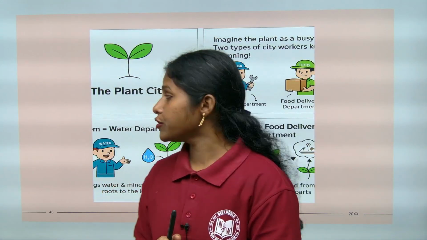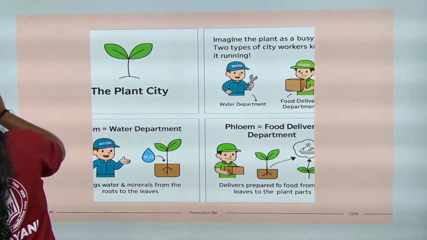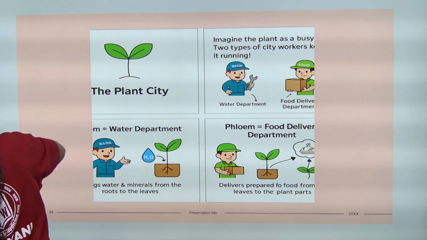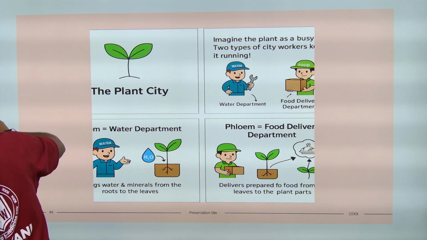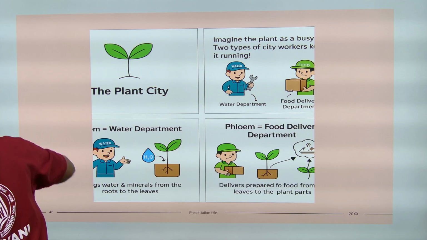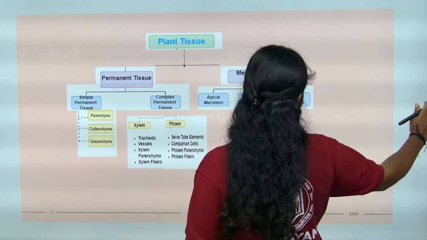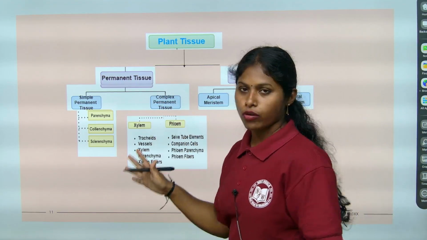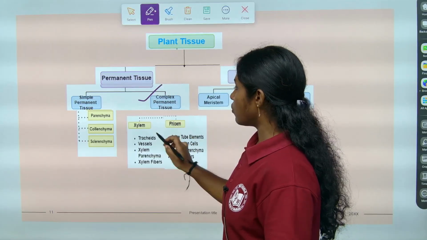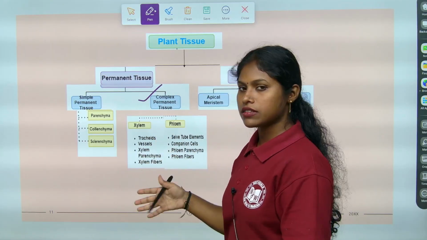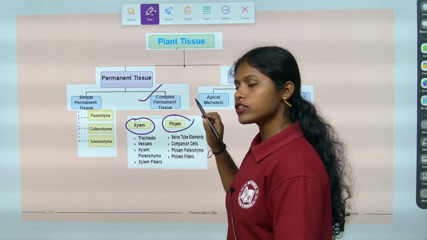So what I said to you, children, complex permanent tissues are of two types. One is xylem and also phloem, right? One minute, let me show you that. Okay, see this. Complex permanent tissues are of two types: xylem and also phloem. What is the work they do, right? Is the function the same? What is the function of the xylem and what is the function of the phloem?